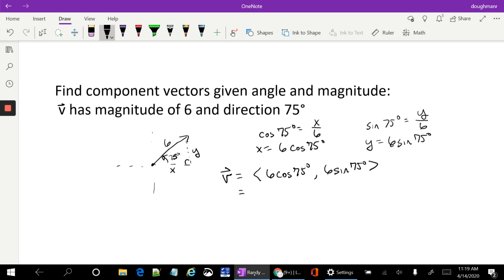Or we can put those in our calculator and give an estimate of what those values are. And I believe that's 1.55 and 5.80. And if we really want to write that as a linear combination of the standard vectors, we can rewrite that as 1.55i plus 5.80j. Both of those work.